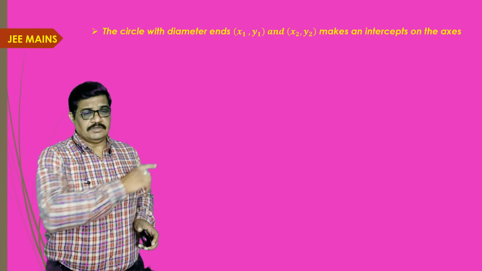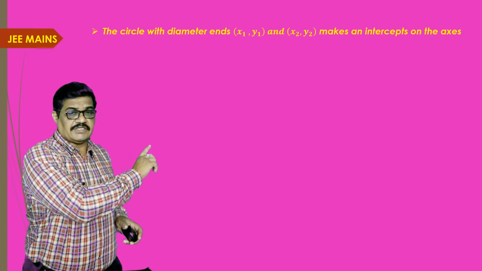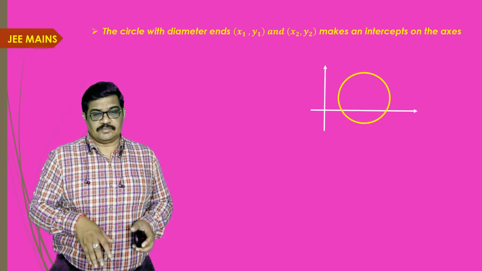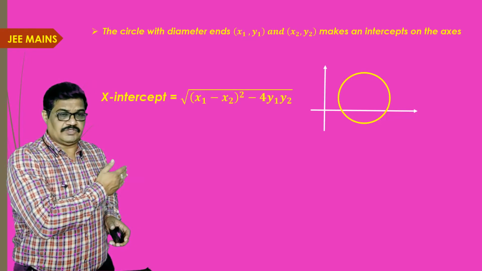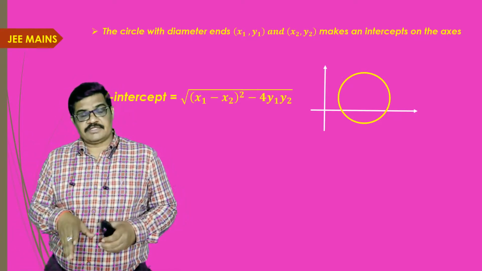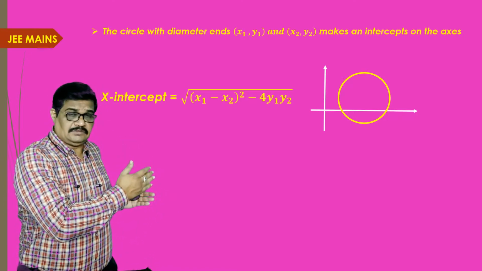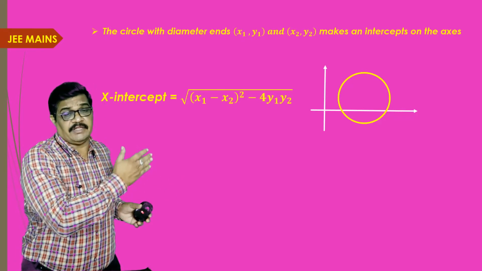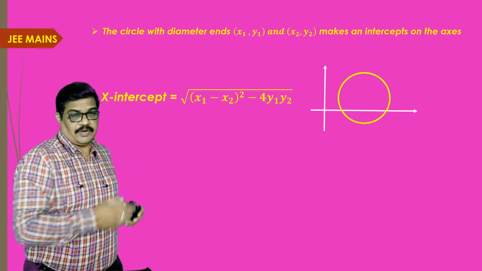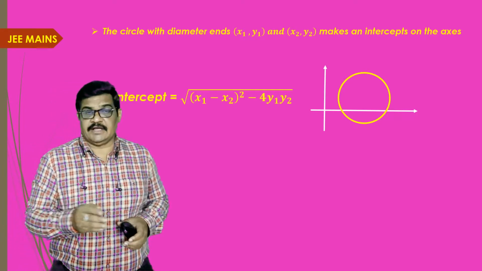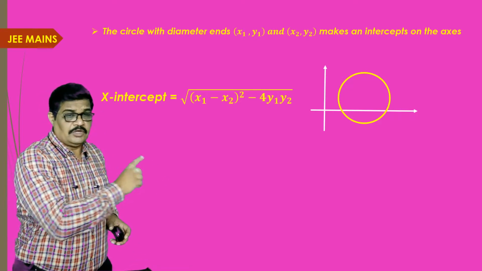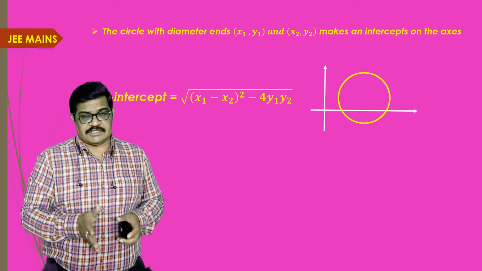Next, see that the circle with the diameter ends x1, y1 and x2, y2 makes an intercept on the axis. This is the diagram. We are given the endpoints of the diameter of this circle, and we have to find the intercept made by this circle on the x-axis. That is the x-intercept, the formula: square root of (x1 minus x2) whole square minus 4 into y1 y2. This is the formula for finding the x-intercept made by the circle.